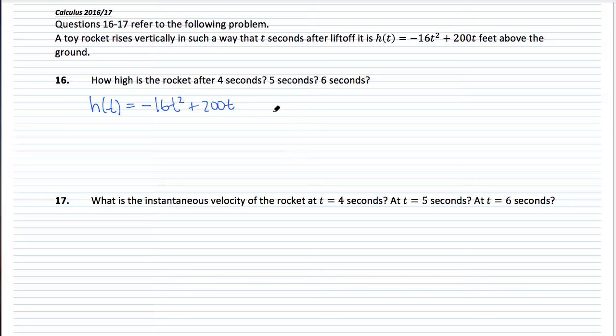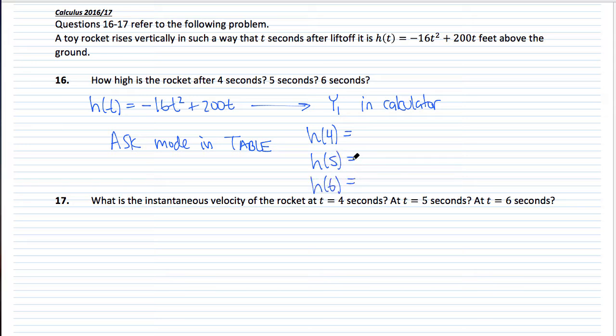And the best, most efficient way to do this is to plug this into y1 in your calculator. So I'm going to go ahead and do that real quick. And once I plug that into my calculator, I'm going to go to my table, which is hopefully still in ask mode. And we're going to find the values of h at 4, 5, and 6 seconds. So all we have to do is type in those x coordinates and read off our values for y1.